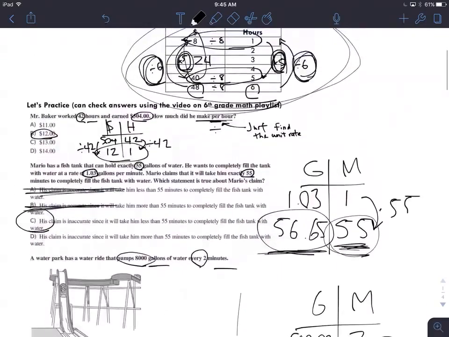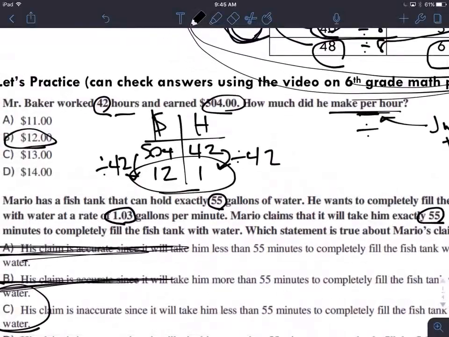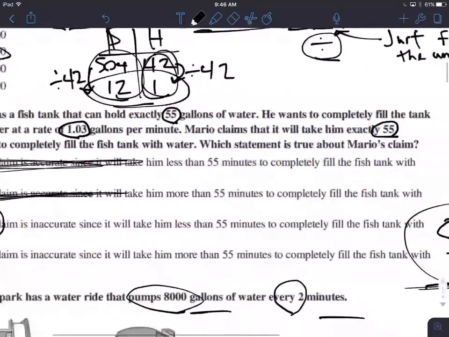All right, on this first one, let's take a look. 42 hours earned 504. How much did he make per hour? Per, remember, it means division. When you see that per, a lot of times it's going to be division, especially when it's asking you a question about per. 42 hours, $504. You go from 42 to 1. You got to divide by 42. 504 divided by 42 is 12. The answer is B.